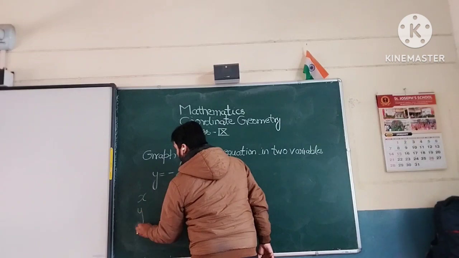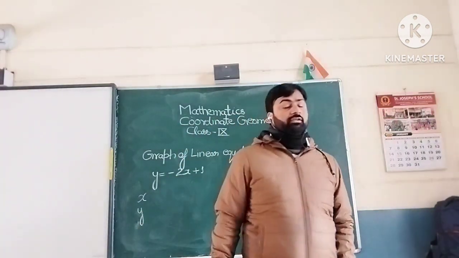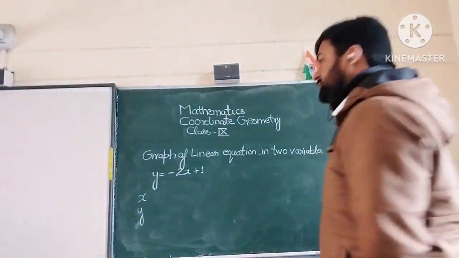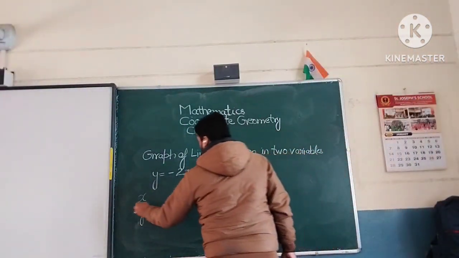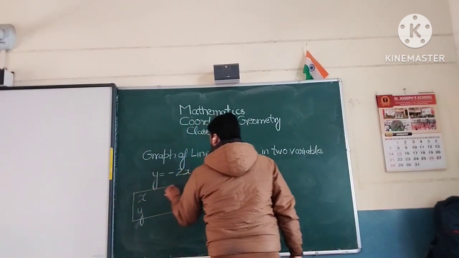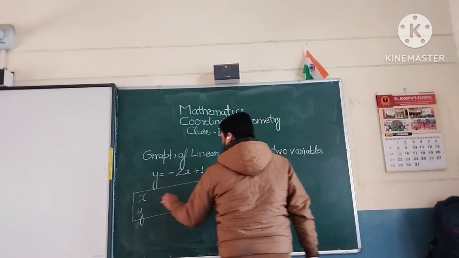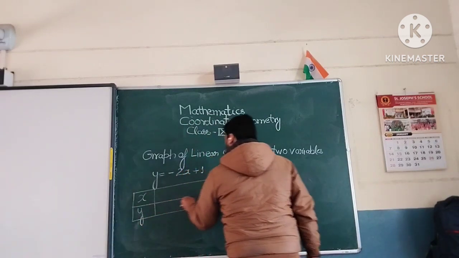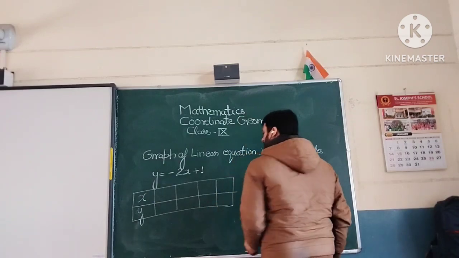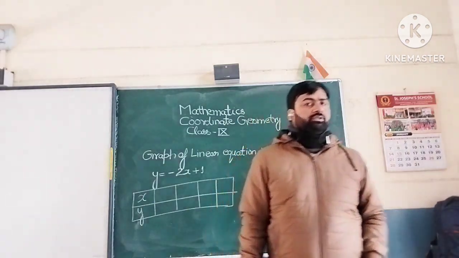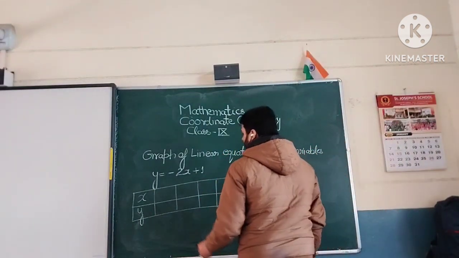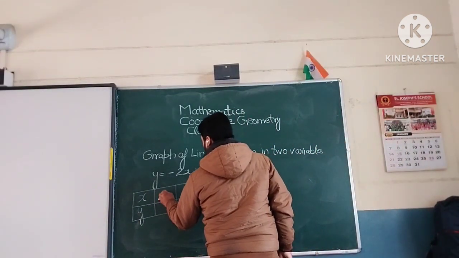X and then y. All those who have completed the work of exercise 19.2 will definitely correlate with this. X and y we will take, and then take the values of x. Fine. I have made 4 columns, but you can take 3 only. Now suppose I take the value of x as 0 only.